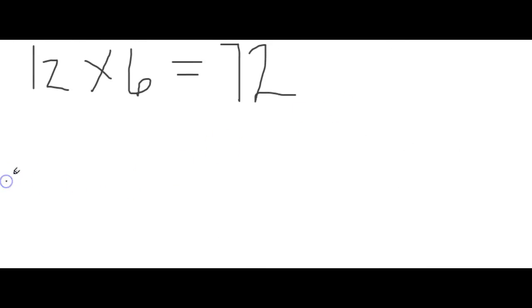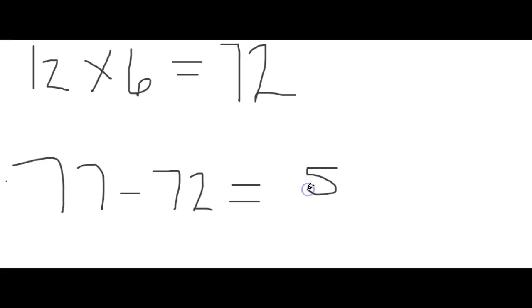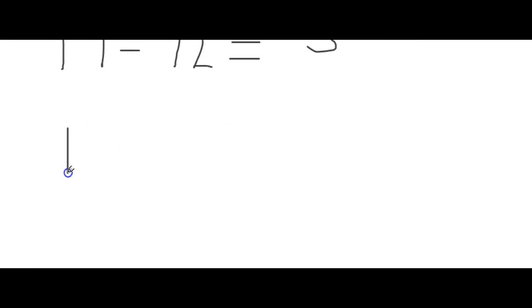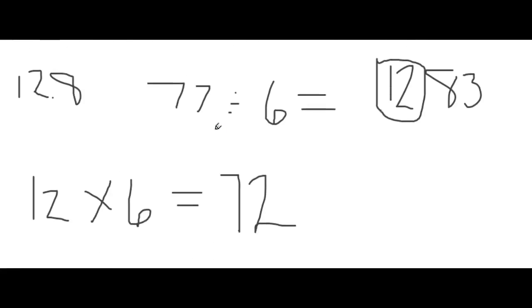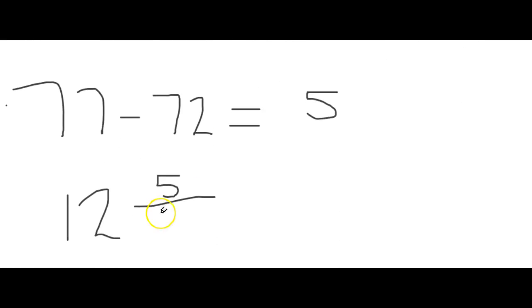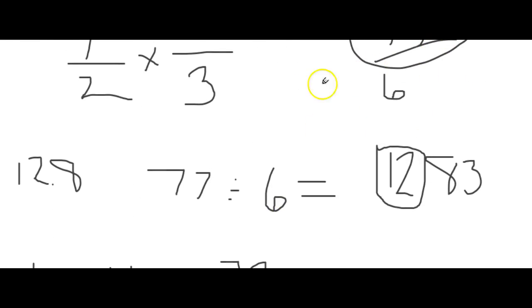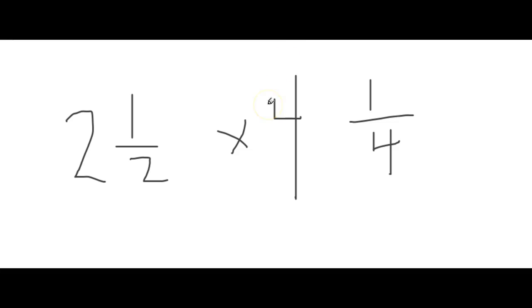Take this 77 minus 72, and the answer is going to be 5. So what was the whole number? The whole number was 12. So the answer will be 12 and 5 over the base of 6. One more. I want you guys to try this one, and we'll be done.